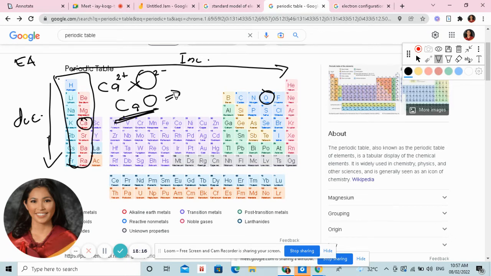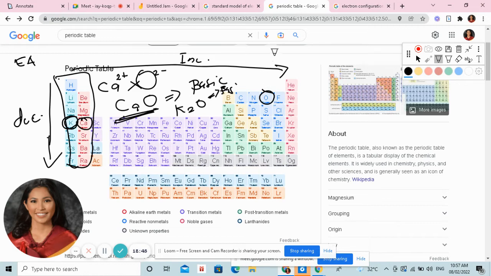It is basic. Okay, Mg, what about K2O? Potassium oxide. Basic. Now, because they are metals, metal oxides are basic.